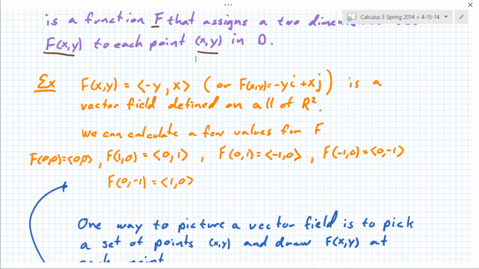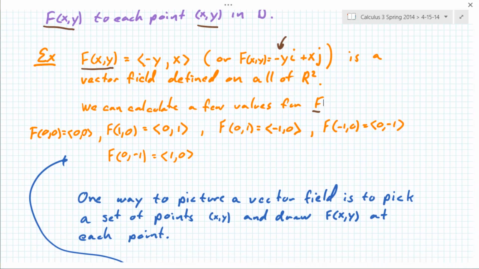So let's do a quick example, and this is easy to see. Let F of (x, y) be the vector field defined by, well, you give me the point (x, y), and the vector is going to be minus y comma x. Or if you prefer the i, j notation, you can use minus y i plus x j. So this is a vector field, and we can let it be defined on all of R2. And let's calculate a few values for F for our vector field.